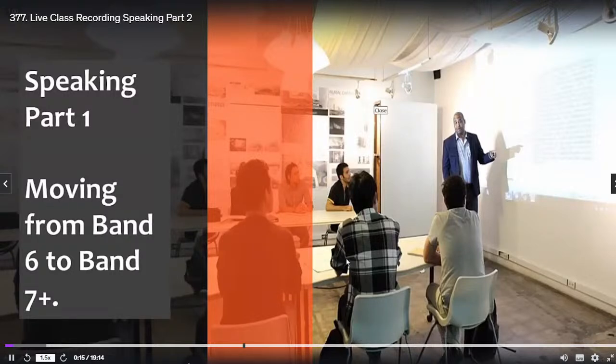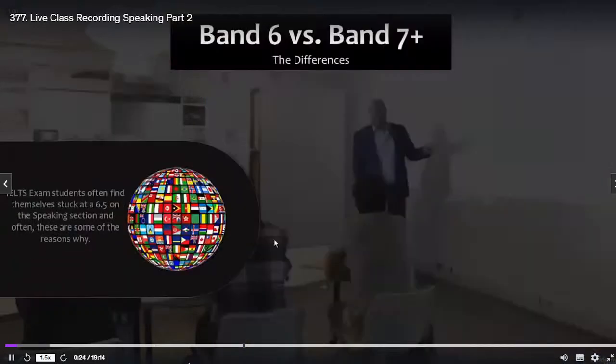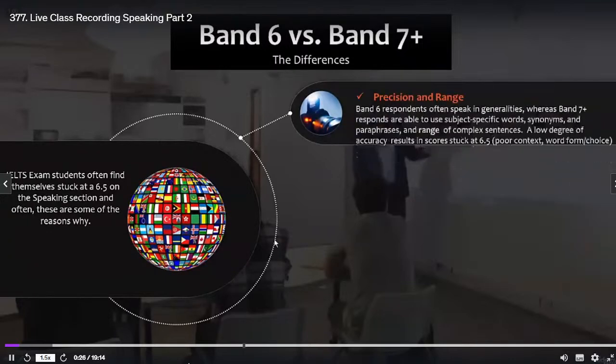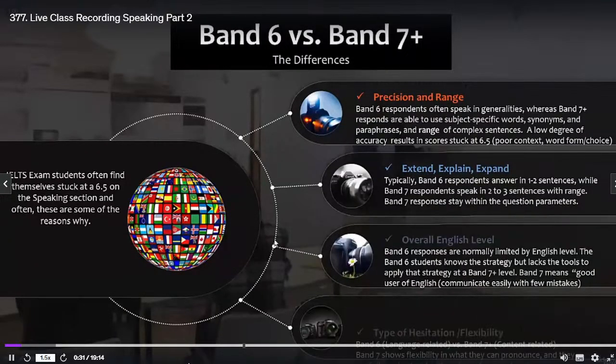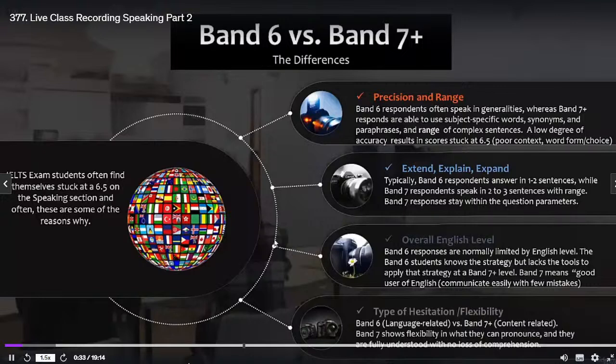All right, so I'm going to go ahead and talk about moving from band 6 to band 7. IELTS exam students often find themselves stuck at a 6.5 in the speaking section. And normally, if somebody is stuck at a 6 or 6.5 and they can't get over a 7, it's related to one of these 4 things. Number 1, precision and range.